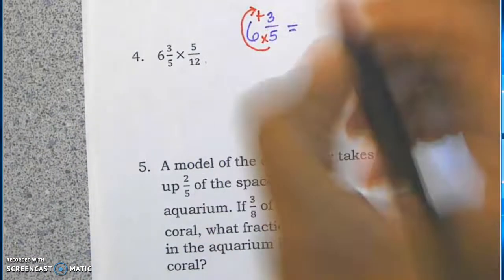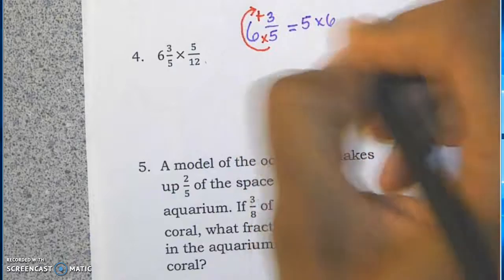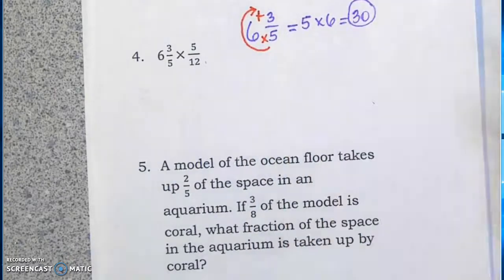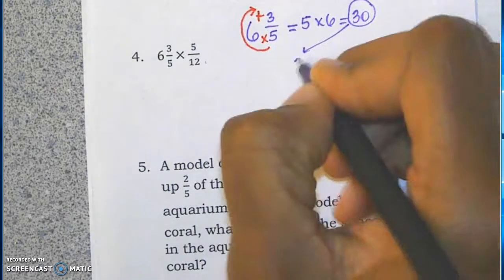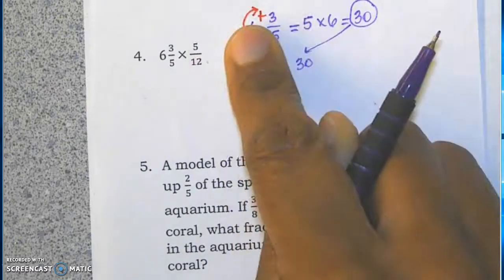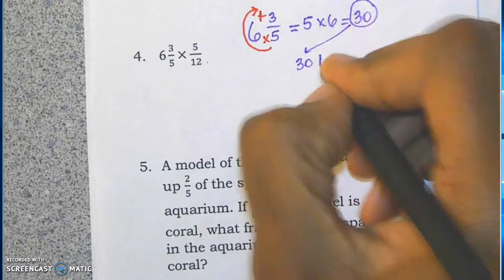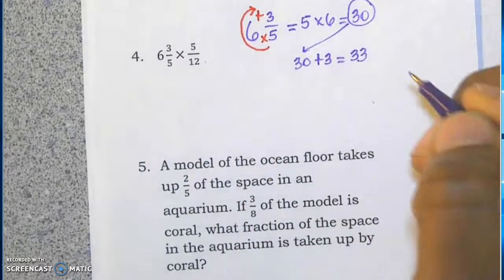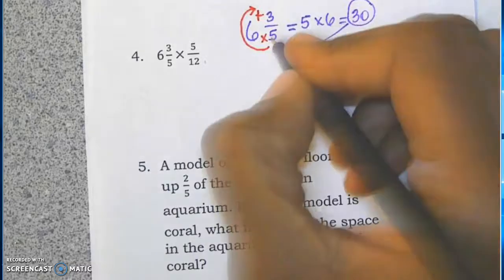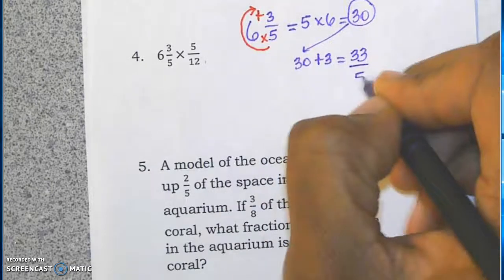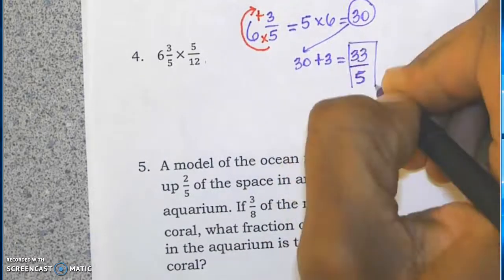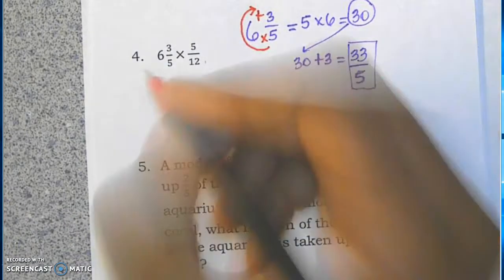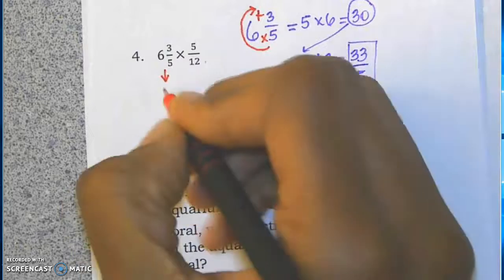You're going to multiply the denominator times the whole number. We'll get 30. That's my product. I bring my products down. And all we have left at this point is the numerator. We're going to add 3. And we will get 33, which becomes our numerator for our new fraction. And our denominator is going to stay the same. So it's still going to be 5. So this is my new improper fraction. So 33/5 is going to take the place of 6 3/5 here in my problem.